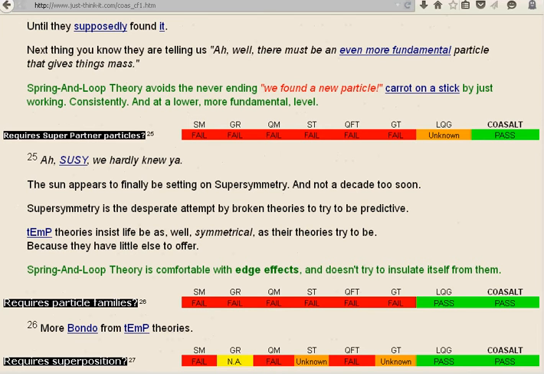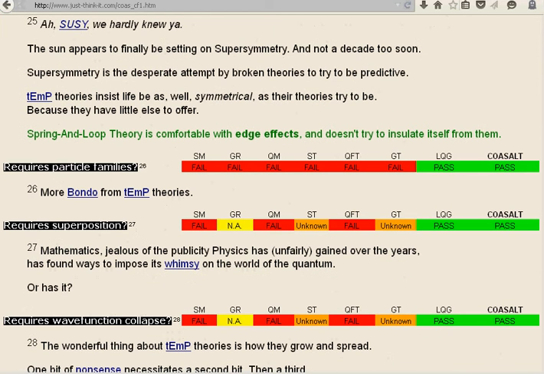Well, this is more Bondo from the existing mainstream physics theories. Number 27. Does the theory require superposition? Mathematics, jealous of the publicity physics has unfairly gained over the years, has found ways to impose its whimsy on the world of the quantum. Or has it?